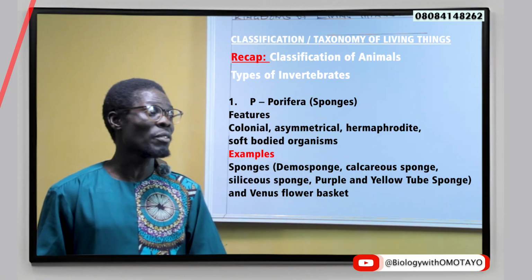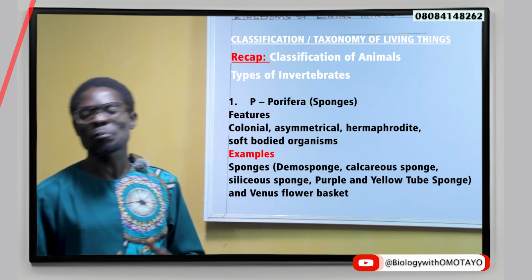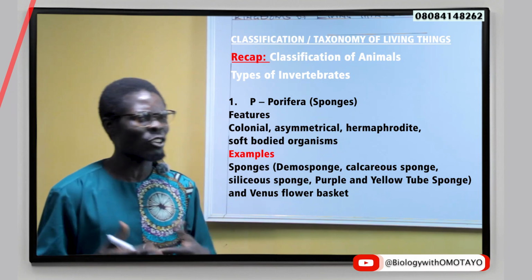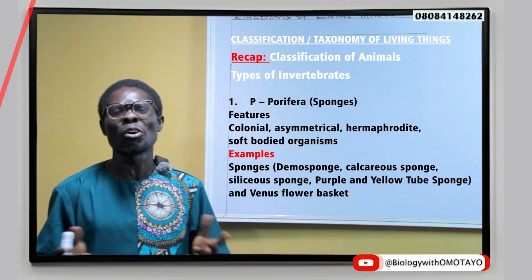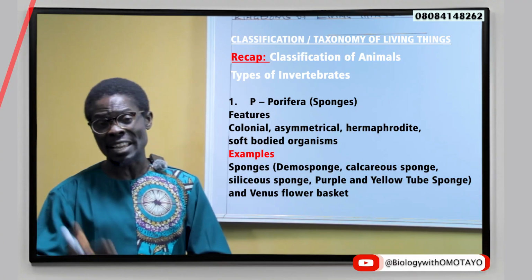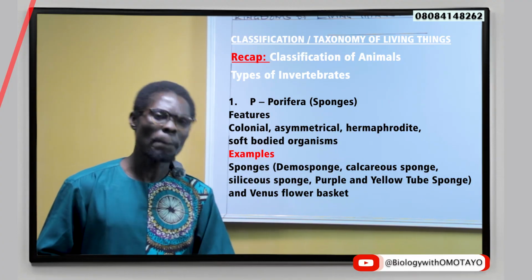The sponges do come in various forms. We have the demo sponges, the calcareous sponges. You have even the purple and yellow tube sponge, and so on. All are sponges. And then the Venus flower basket.